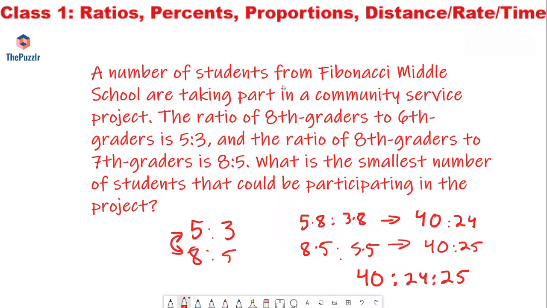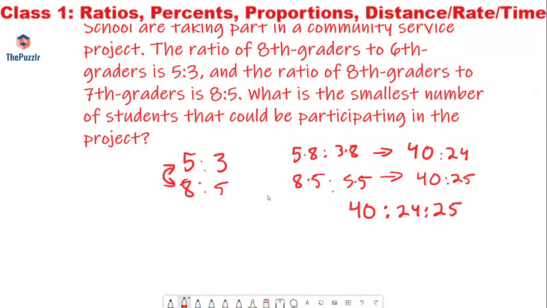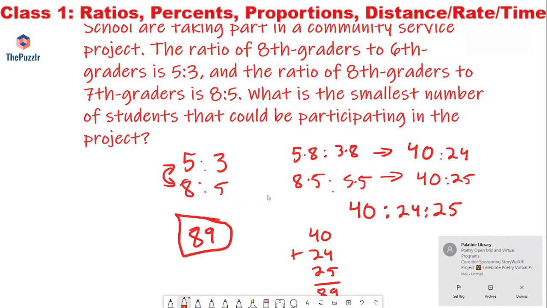The minimum amount of 8th graders that we could have is 40. The number of 7th graders that we could have at minimum is 25. And the number of 6th graders that we could have is 24. Add up all these numbers now. That would give us the minimum amount. 40 plus 24 plus 25 gives us 89 as our answer. So our final answer for this problem is 89.